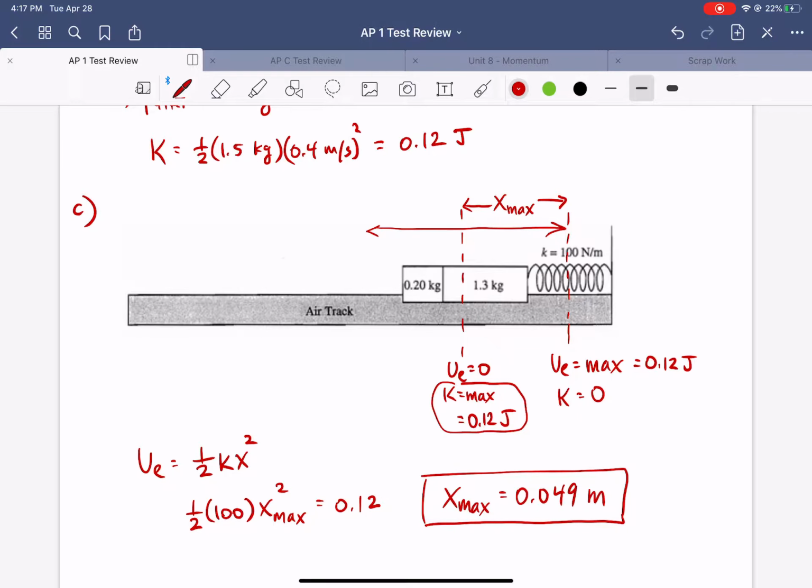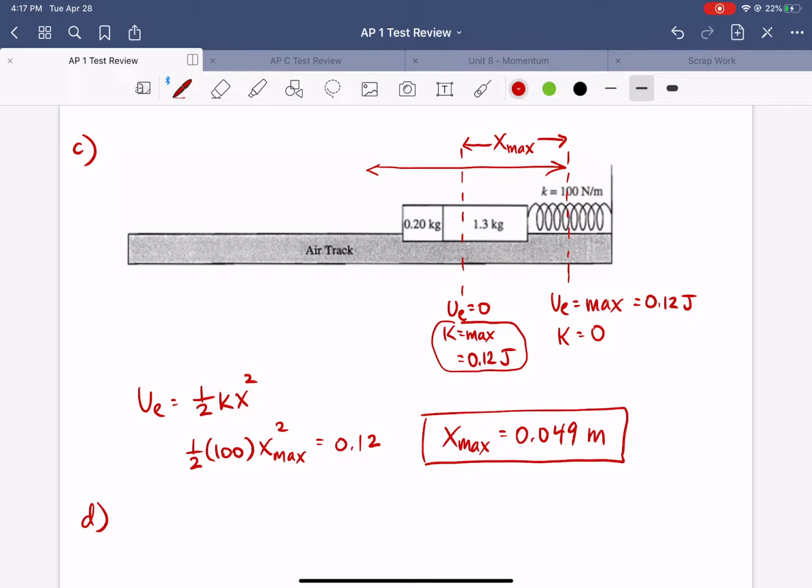All right, there's one final part. Part D asks you to calculate the period of the harmonic motion. In other words, how much time does it take this mass spring system to complete one oscillation? This is a problem where you really should just look up the formula. This is a plug and chug problem, and you should have this on your official formula sheet. The period for a mass spring oscillation is given by the formula 2 pi times the square root of m divided by k. So all we have to do is plug in the correct values.